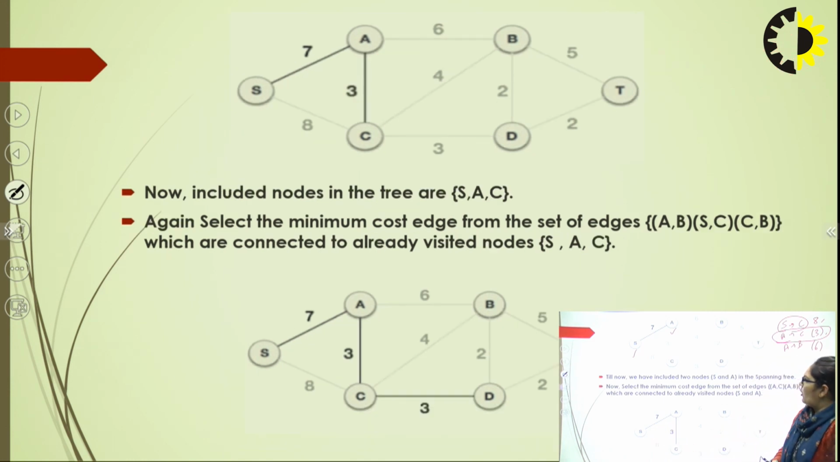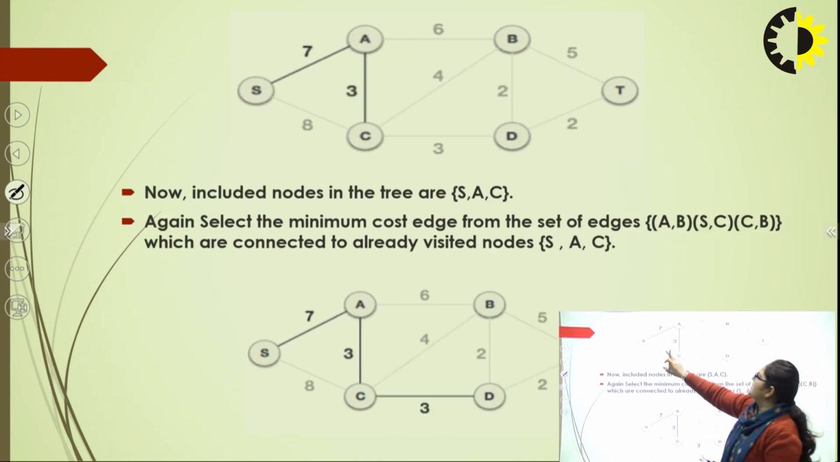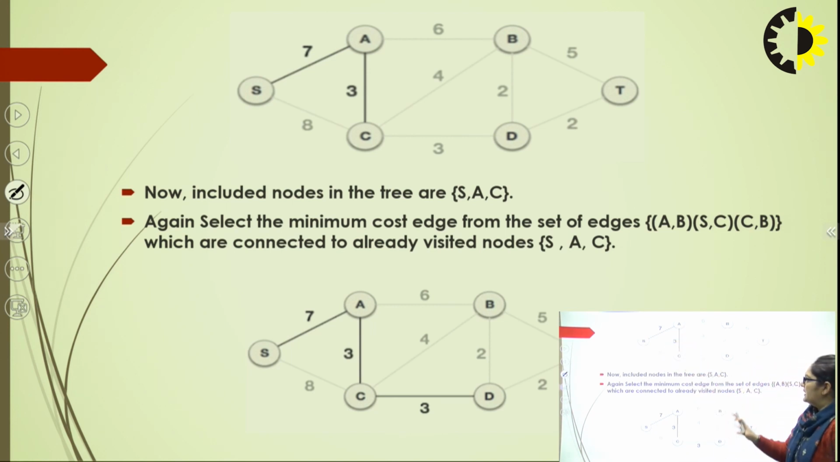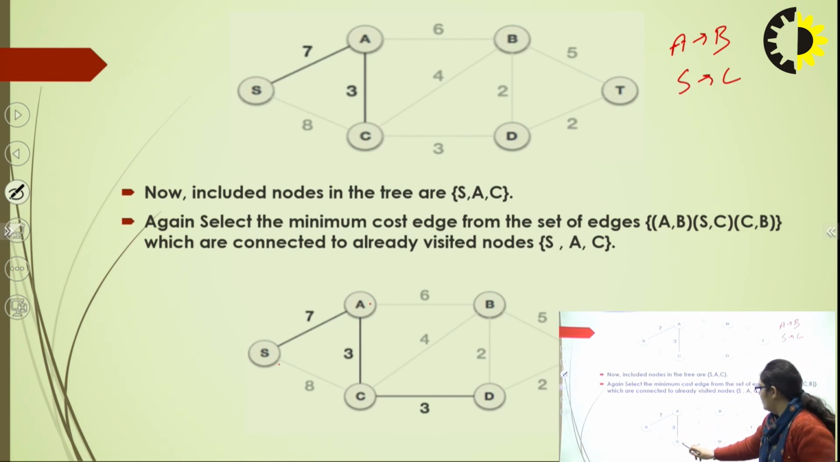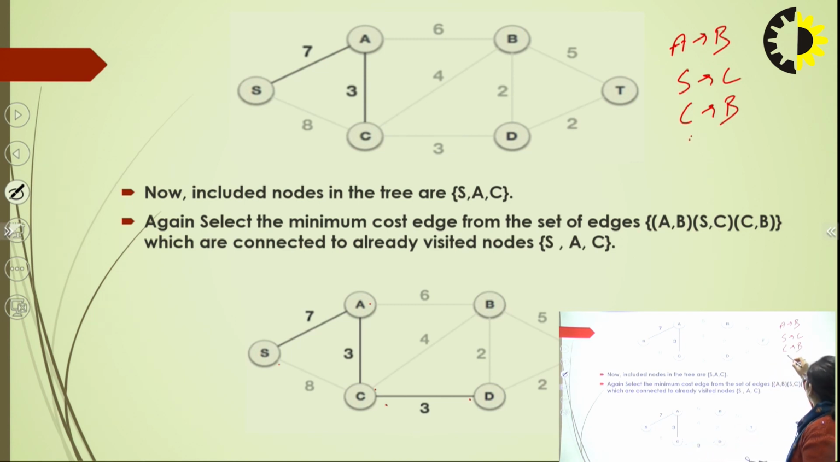So now we have 3 visited nodes, S, A and C. From these visited nodes, what are the options or edge list? What are the outgoing edges now? One is A to B, another is S to C. Now we have also visited vertex C. So from vertex C, outgoing edges are C to B and C to D.